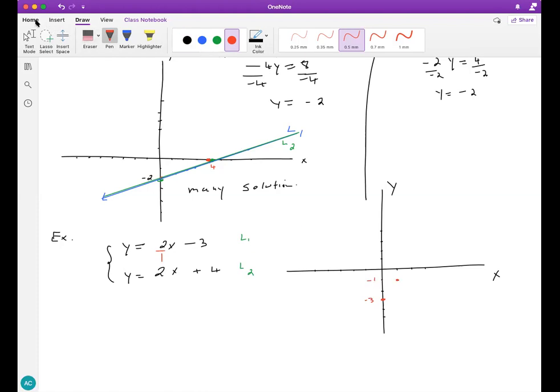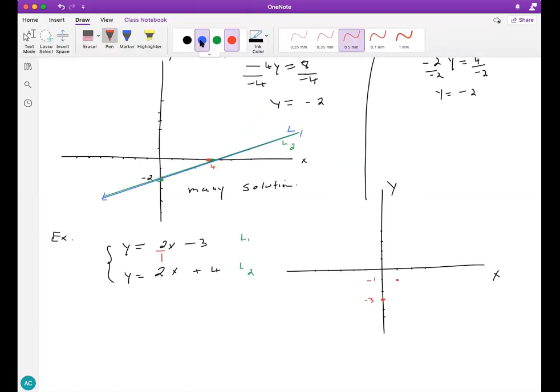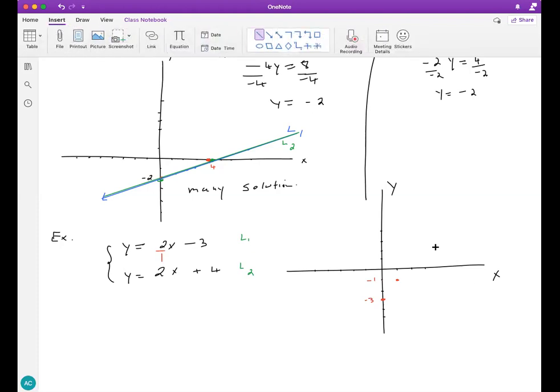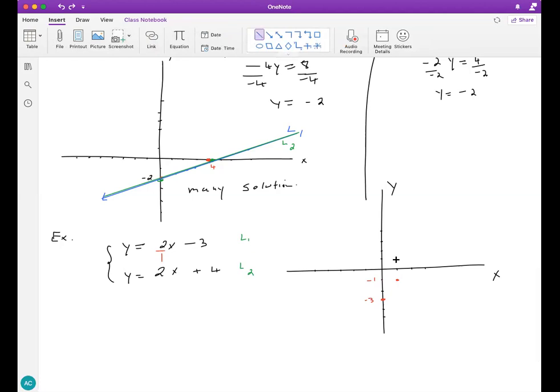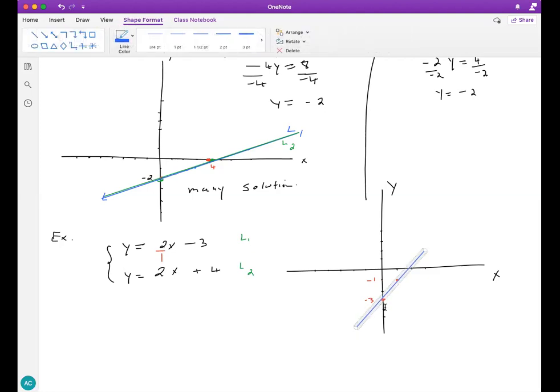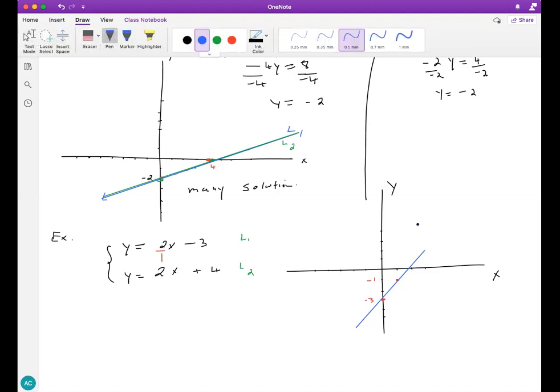Let's graph that first line with a color like this one. Let's try again. Okay, so that's pretty good. That's line 1. Okay, that's this line.